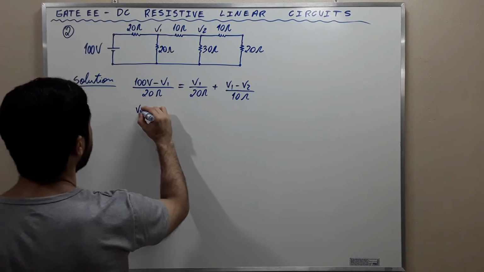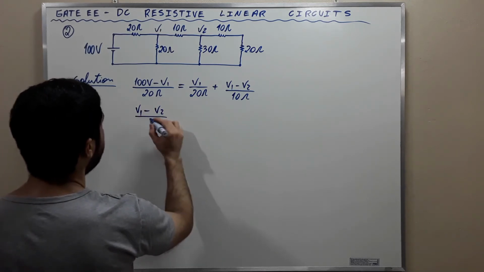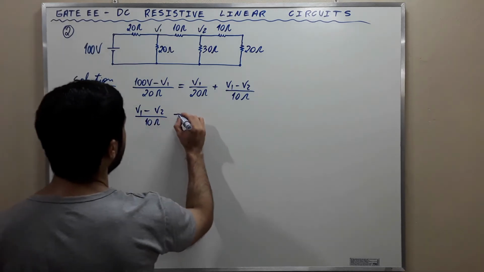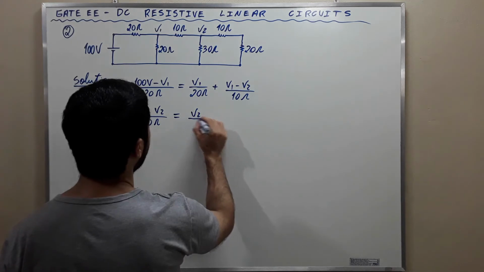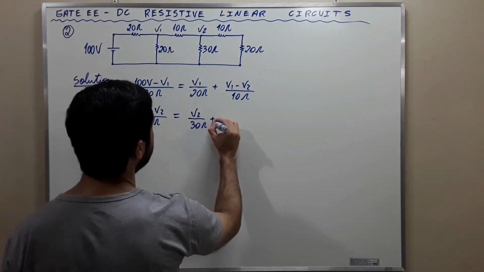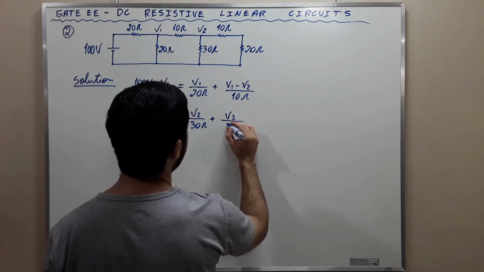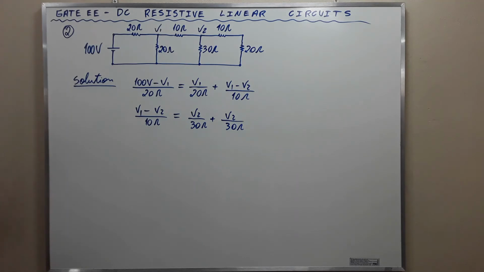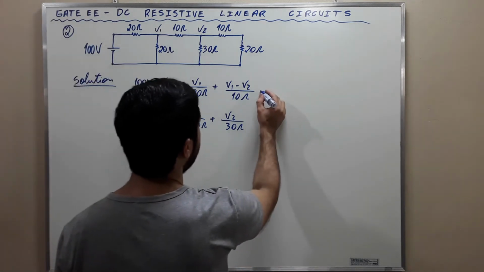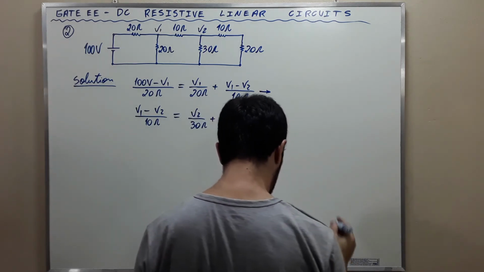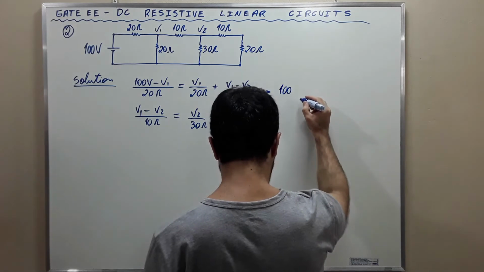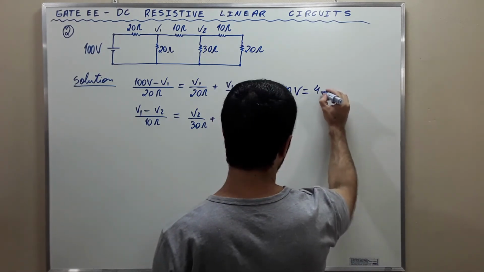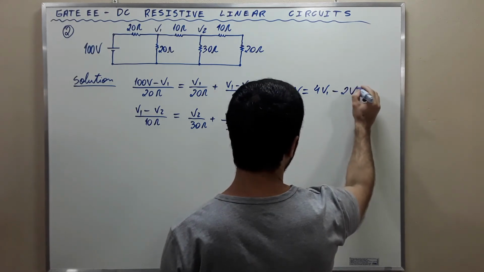V1 minus V2 divided by 10 ohms is equal to V2 divided by 30 ohms plus V2 divided by 30 ohms. We are going to operate on these expressions and simplify them to find V1 in terms of V2. The first expression can be rewritten as 100 volts equal to 4 times V1 minus 2 times V2.